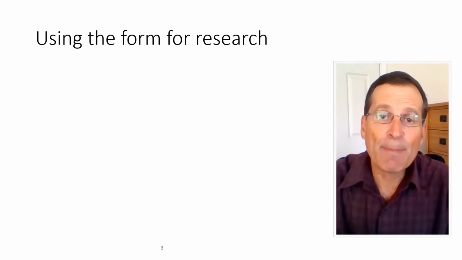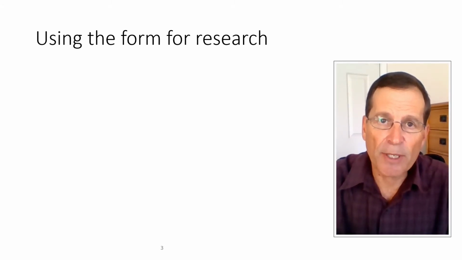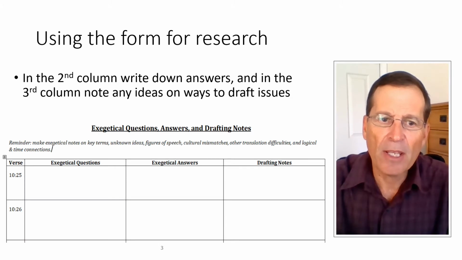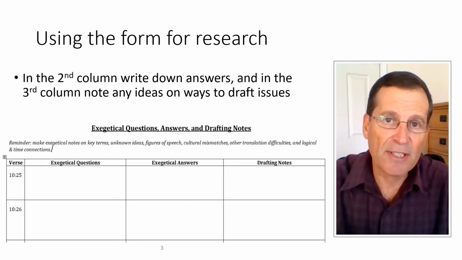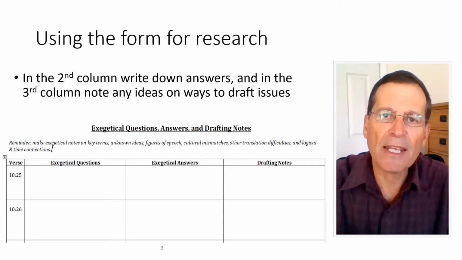And remember, especially in the early stages of a translation project, it's helpful to use the form we handed out for doing research. In the first column, you've already written some exegetical questions for each verse. In the second column, you can write answers to those questions as you do research and find the answers. And then in the third column, you can note down any ways to draft those issues.